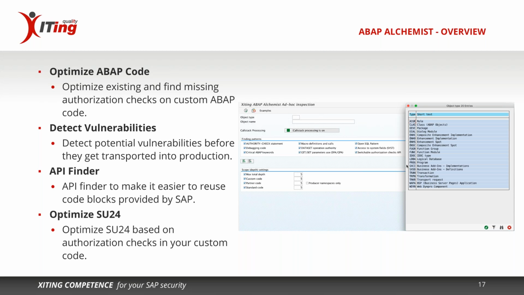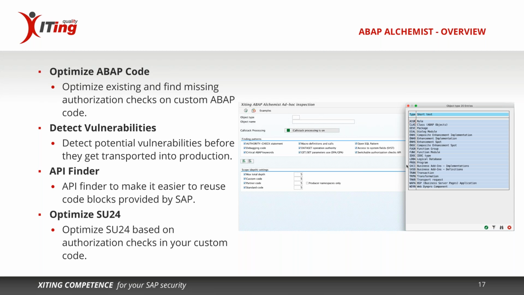If you click on the object type selection, you get a list of object types you can scan, and that could be anything from a role or a program or a T code or WebDynpro component, whatever you want to scan. You can select the name, obviously with an asterisk. You can say Z asterisk and pick transaction as the object type to scan all your custom transactions. Then we have certain finding patterns that you can apply. One important one, of course, is the authorization check statement, either a missing one or an existing one that can be optimized in terms of optimizing your SU24.